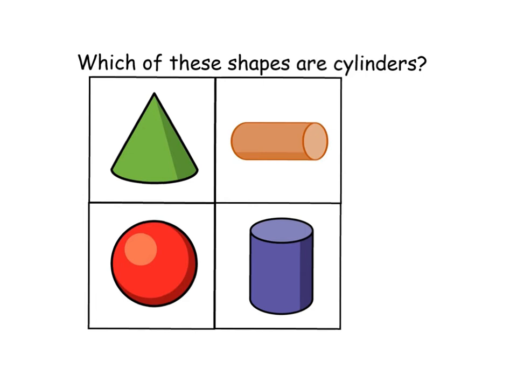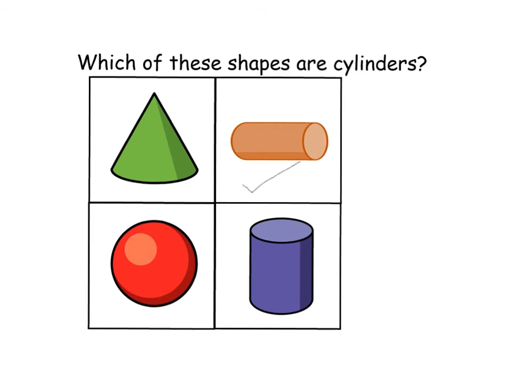Okay, let's go through it together. Do you remember the name of this shape? Yes, you're right. This shape is a cone. What about this one? Did you remember its name? Yes, you're right. This one is a cylinder. So we'll give it a big tick because it's a cylinder.